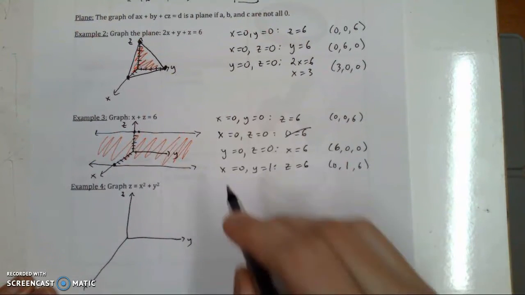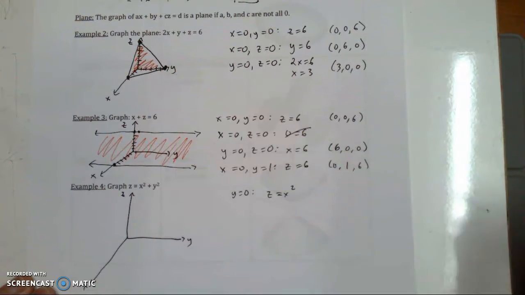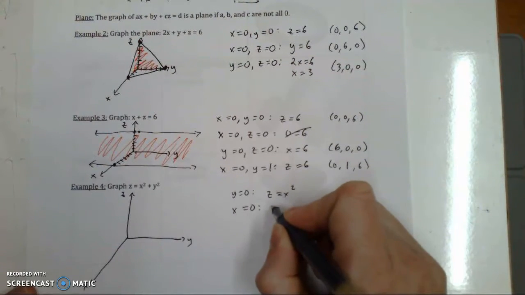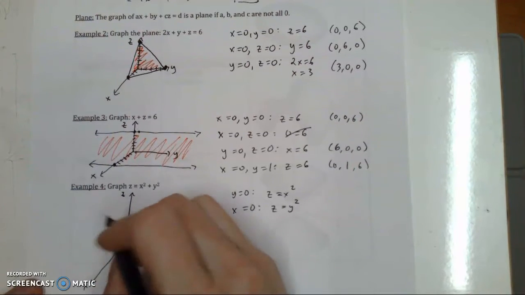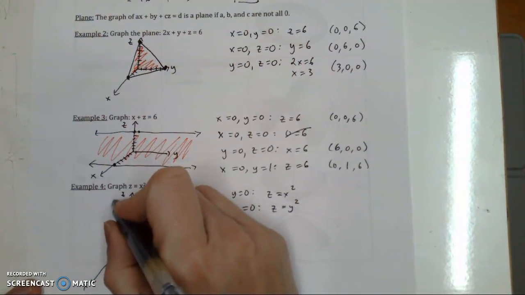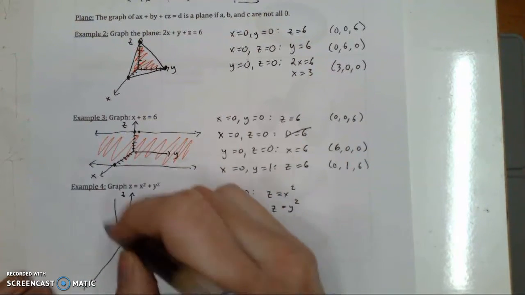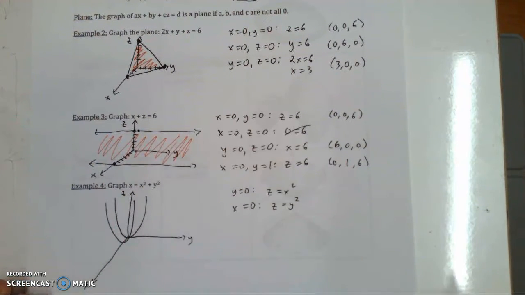Now, if y equals 0, I'm going to get z equals x squared. Well, that's a parabola. If x equals 0, similarly, I've still got a parabola, except it's on the y-axis. So basically, if I ignore the x, I've got a parabola. If I ignore the y, this parabola is technically coming out. I'm going to kind of draw it at an angle here, just because that's about as good as I can do with a 2D graph.